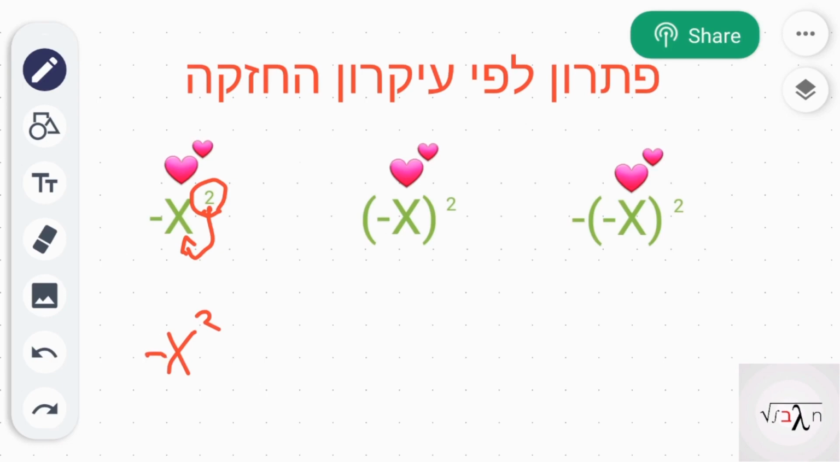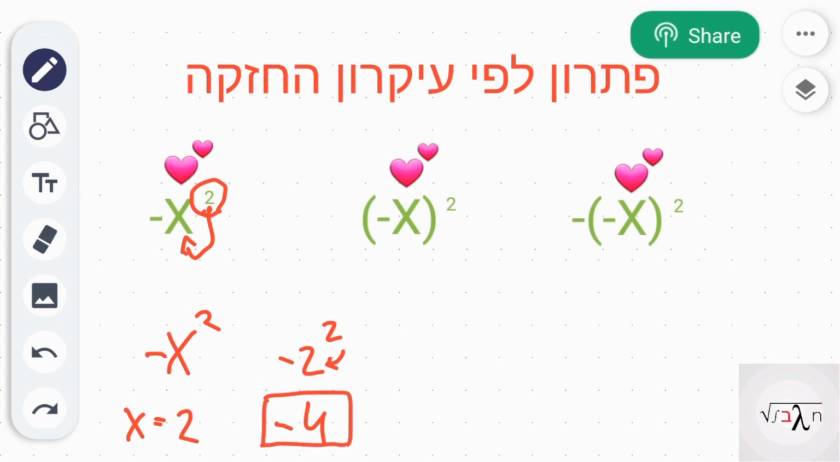If we replace the x with a value of some sort, let's say 2, what will happen? The exponent affects only the 2, which is the closest from the left, which will be 4. And the minus is later added. Which means that the final answer is minus 4.